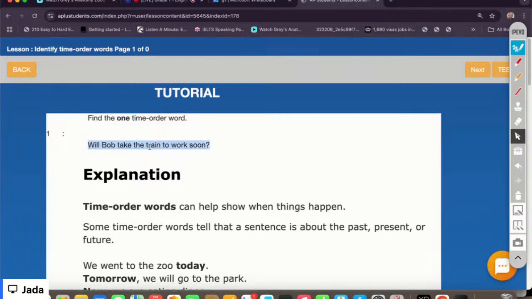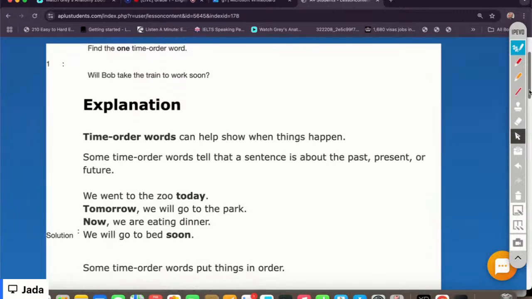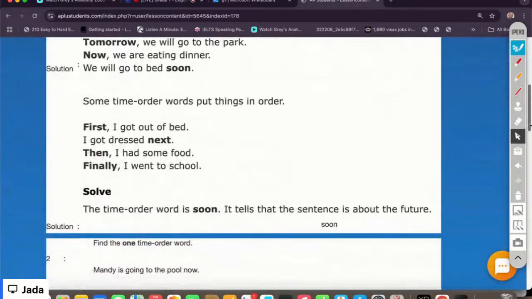So will Bob take the train to work soon? So what will be that time other word? Soon, because it is about the future. It's telling us what will happen in the future.